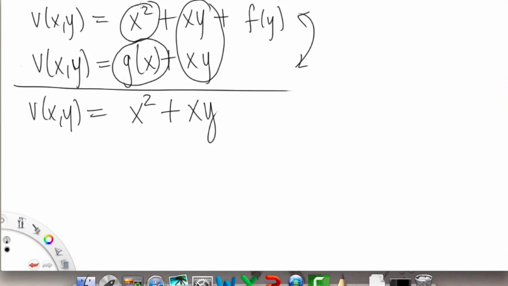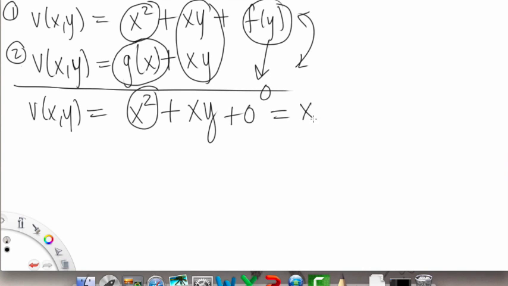The x squared from the second equation. So the x squared from the first equation was represented by g of x in the second equation, so that definitely has to be there. And then f of y here, this last one, doesn't really need to be there, so we could just make that a 0. So plus 0. And I'll show you, so this is x squared plus xy. That would be our final answer.